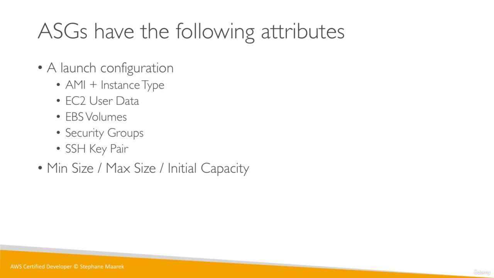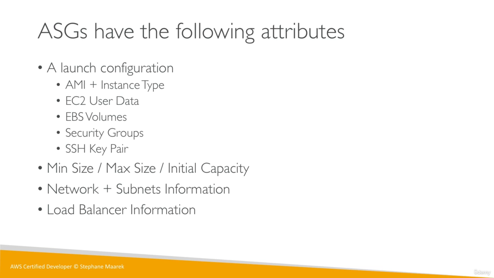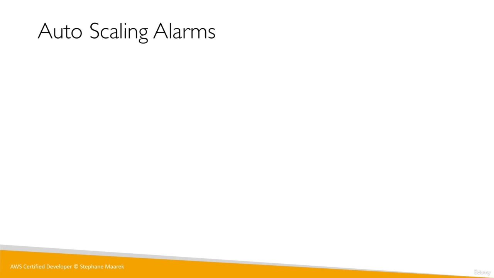You also set the minimum size, the maximum size, and the initial capacity, as well as the desired capacity. We can define the network and the subnets in which our ASG will be able to create instances, and we'll define load balancer information or target group information based on which load balancer we use. Finally, when we create an ASG, as we'll see, we'll be able to define scaling policies. So what will trigger a scale out or what will trigger a scale in.